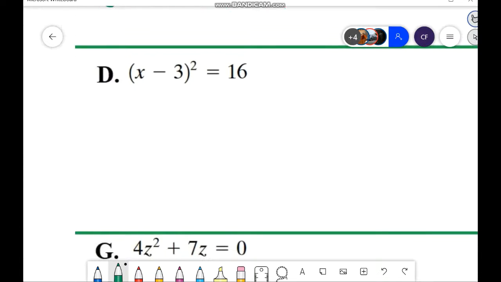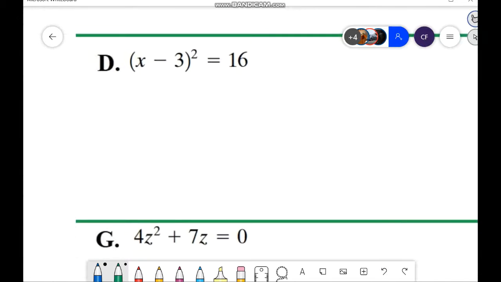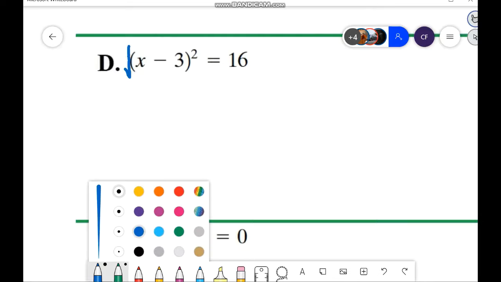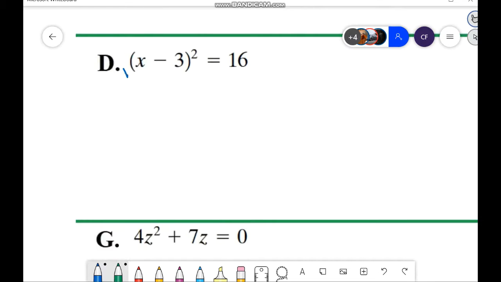For letter D, what do you think? Which one is the best method? I would use the square root property, because you can apply square root on the left-hand side of the equation. We can apply square root on the right-hand side of the equation. Don't forget that this is positive or negative, right? And this can simplify with the square.